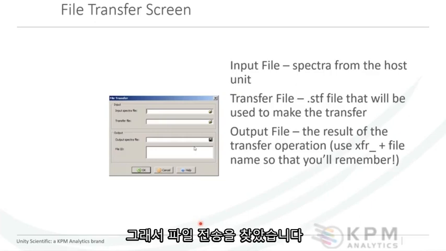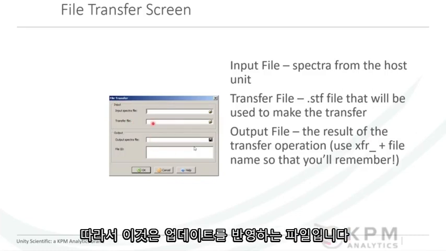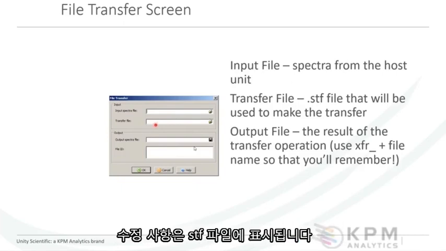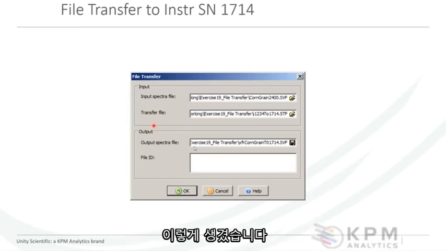So a file transfer file, this is if you need to modify a file. You've got an input file, the STF file, and the output file. So this is the file that would reflect the update, the modifications characterized in your STF file. And there is an exercise that looks like this.